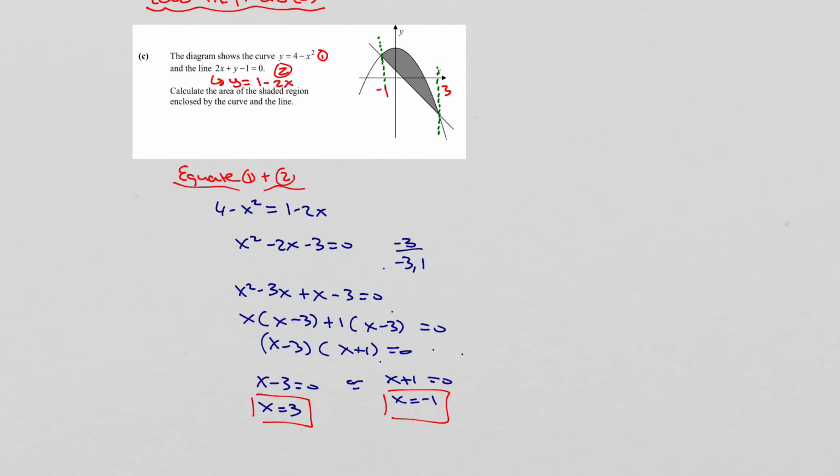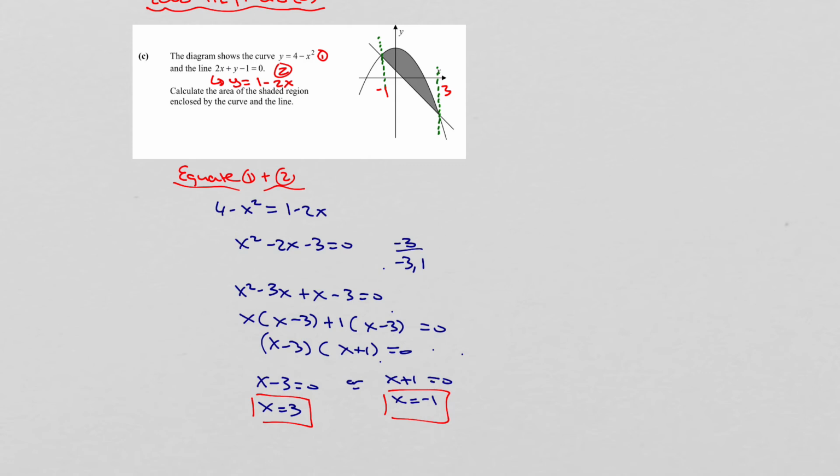Okay, so what we're going to do is take that and get the area under the curve between 3 and minus 1 and the area under the line between 3 and minus 1, and the bits basically cancel out.